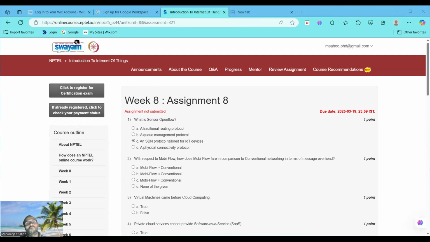Because SensorOpenFlow is an extension of the OpenFlow protocol, which is part of software defined networking, termed as SDN. It is specially designed to manage and control IoT devices, such as sensors, by enabling centralized and programmatic control. So why are options A, B, and D incorrect?